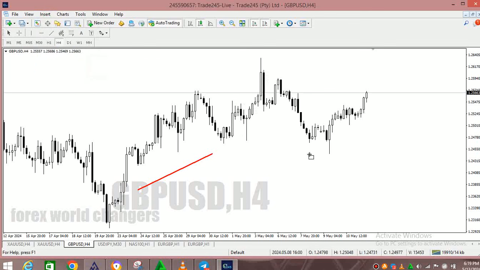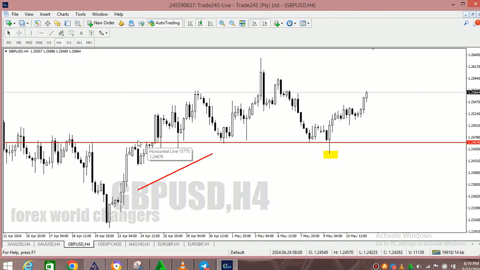If I draw a horizontal line here, you can see that the price decided to break this level. You see it has broken this level, and it has already created a new low. So this entire structure has been broken. When the structure has been broken, you already know that you are now looking for the opposite momentum. This was an uptrend, so the opposite momentum will be a sell.